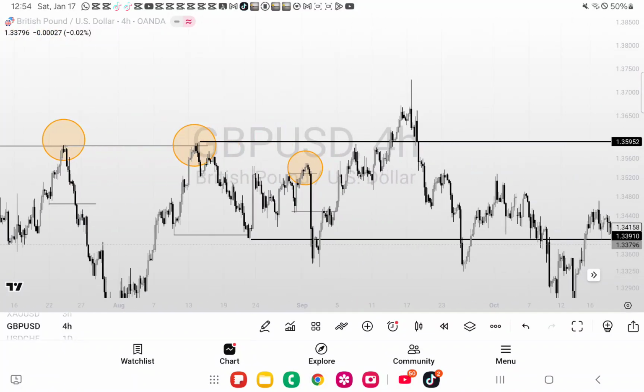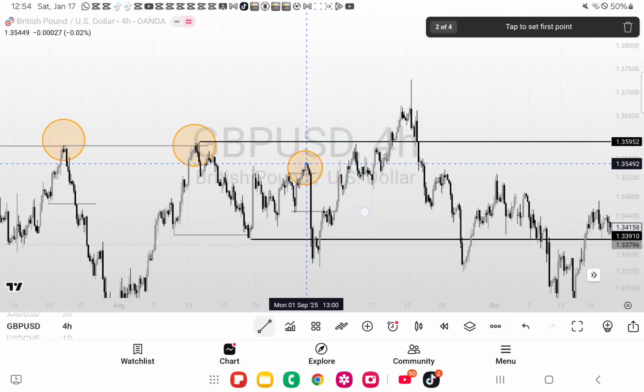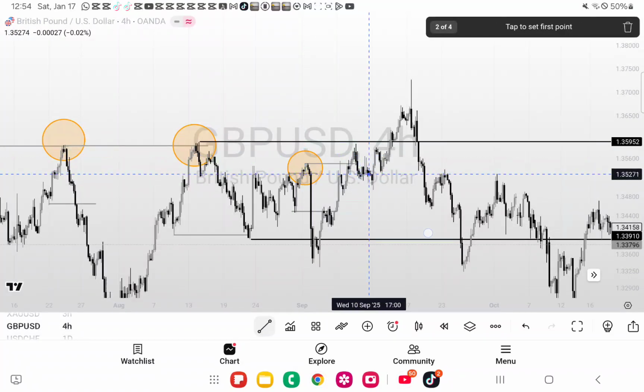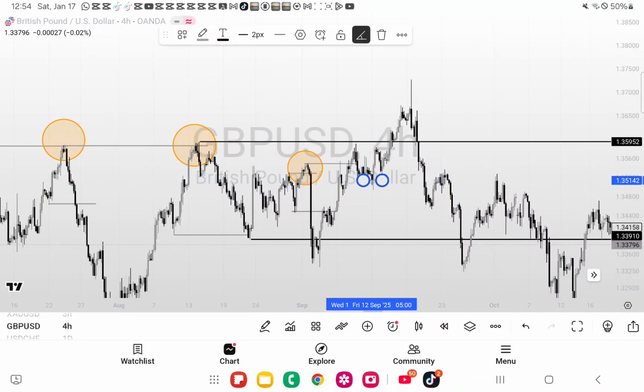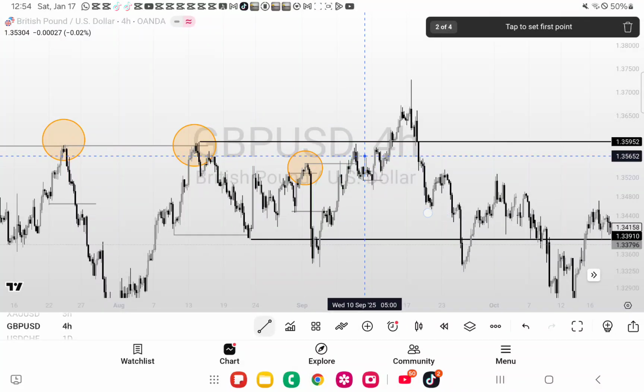So now we have this market structure shift from here. This strong high was violated. You see a break with a body above the strong high, right? That is a break with a body. After that, we have a liquidity sweep and a break of structure to the upside.